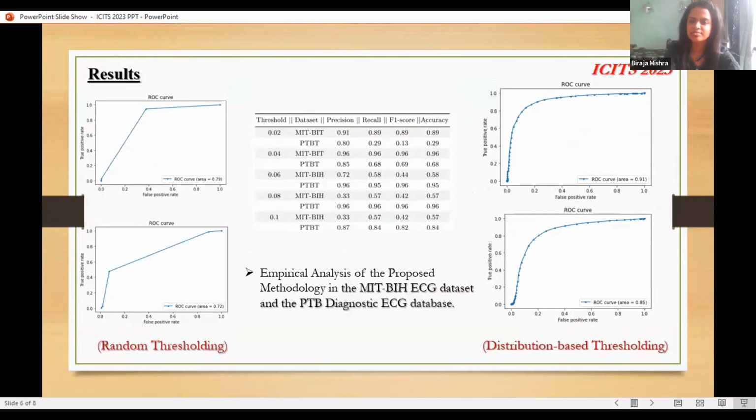Ma'am, we have used ROC curves to compare the results. The left side indicates the ROC curve for random threshold, and the right side indicates the ROC curve for the distribution-based threshold. Looking at these two curves, we can compare the performance itself. We can also see this table, which addresses other performance metrics such as precision, recall, accuracy, etc.